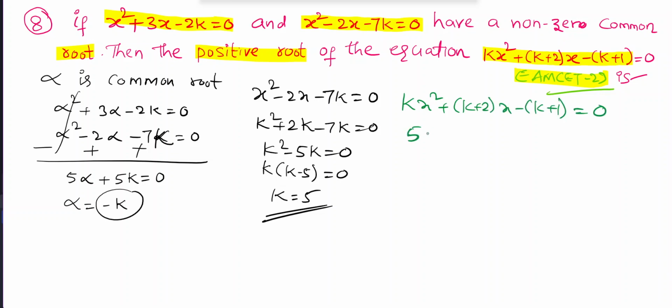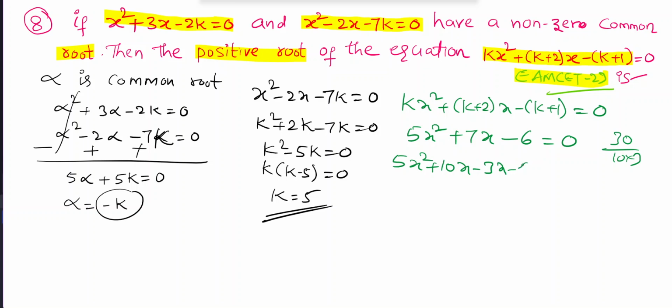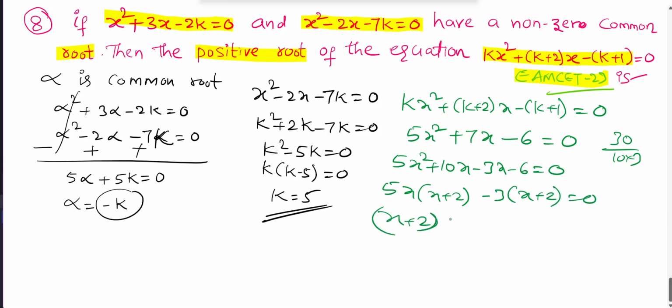K is equal to 5, that is 5x square plus 7x minus 6 is equal to 0. Here 5 sixes are 30, 30 factors as 10 into 3. That is 5x square plus 10x minus 3x minus 6 is equal to 0. Take 5x common, this is x plus 2. Take minus 3 common, x plus 2 is equal to 0. Again take x plus 2 common, 5x minus 3 is equal to 0.